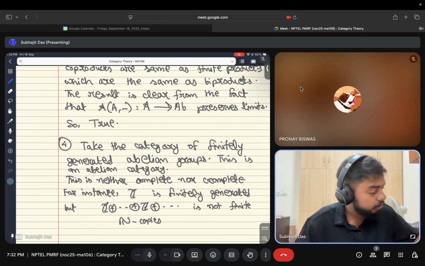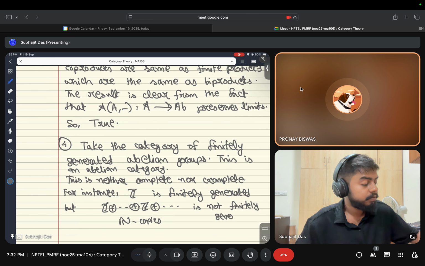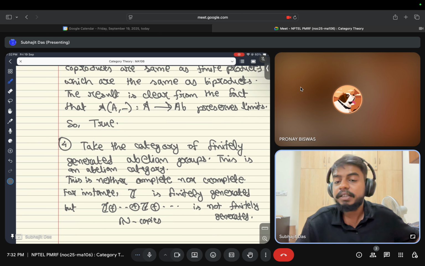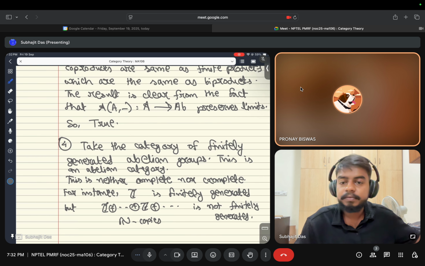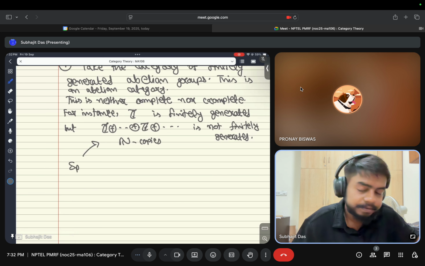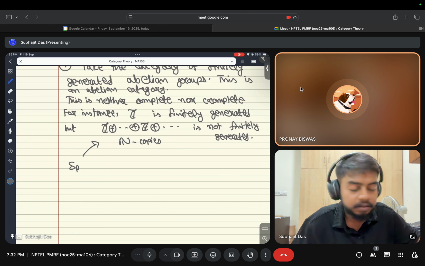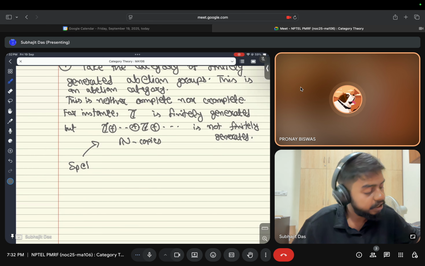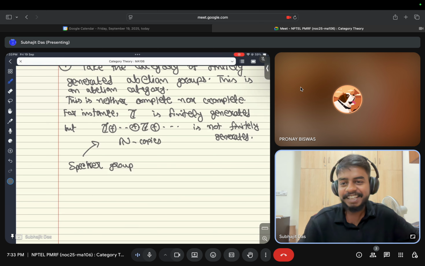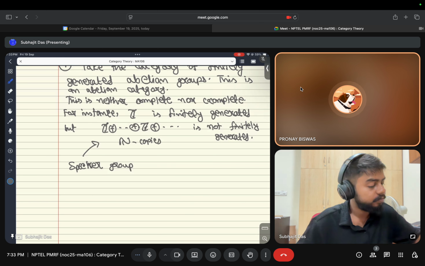What did you call this group? Yeah, this is the coproduct in the category of abelian groups, right? Yeah. Specker group. Let's write this name. Specker. Okay. Yeah, that is what I was thinking. Specker group.